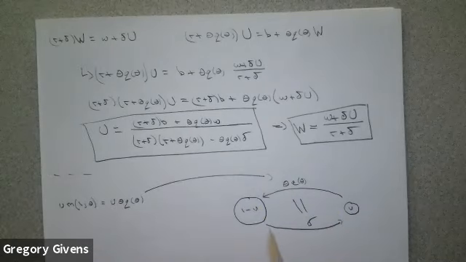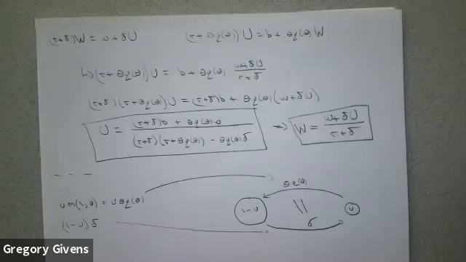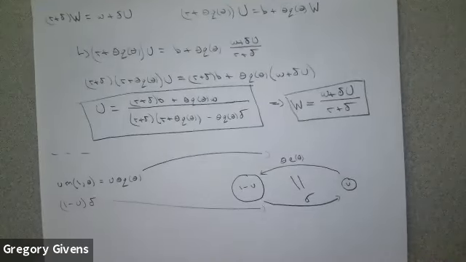What is the flow of workers from employment into unemployment? Well, that's equal to the number of people who are working, 1 minus u, times the probability that those workers become unemployed. In a steady state, these two flows have to balance, meaning that u times θq(θ) has to be equal to (1 minus u) times delta.